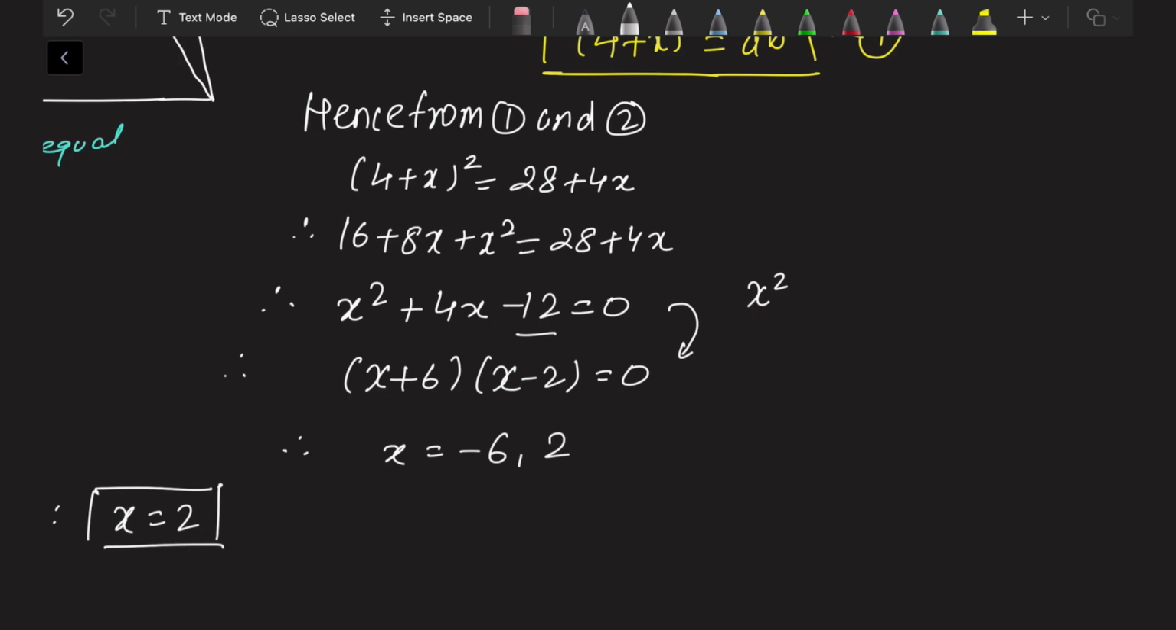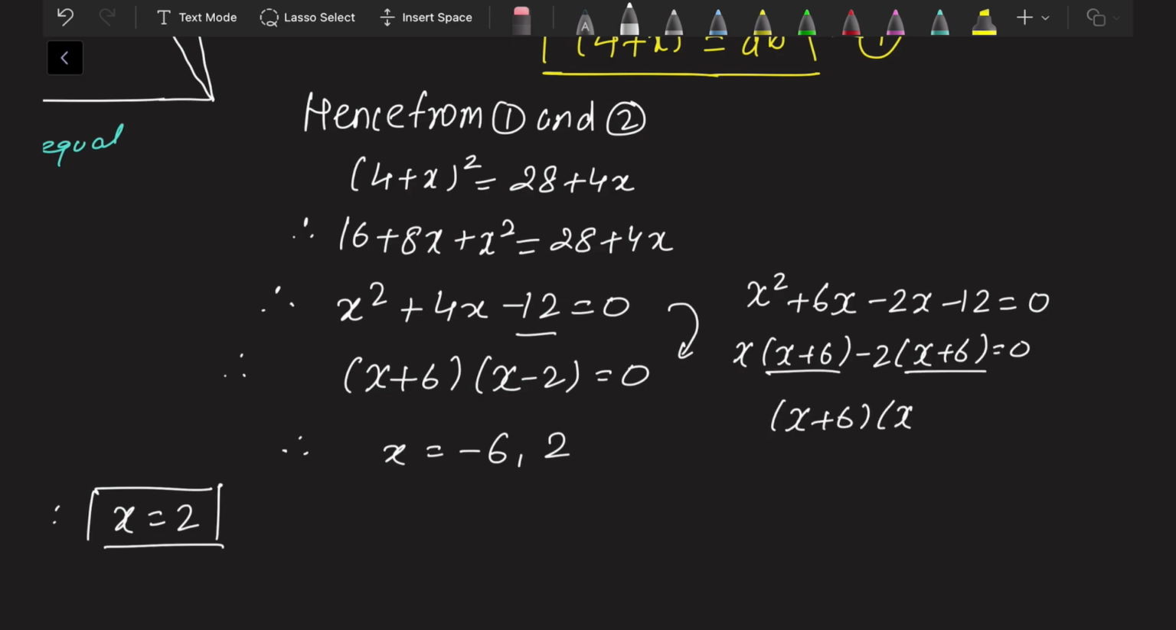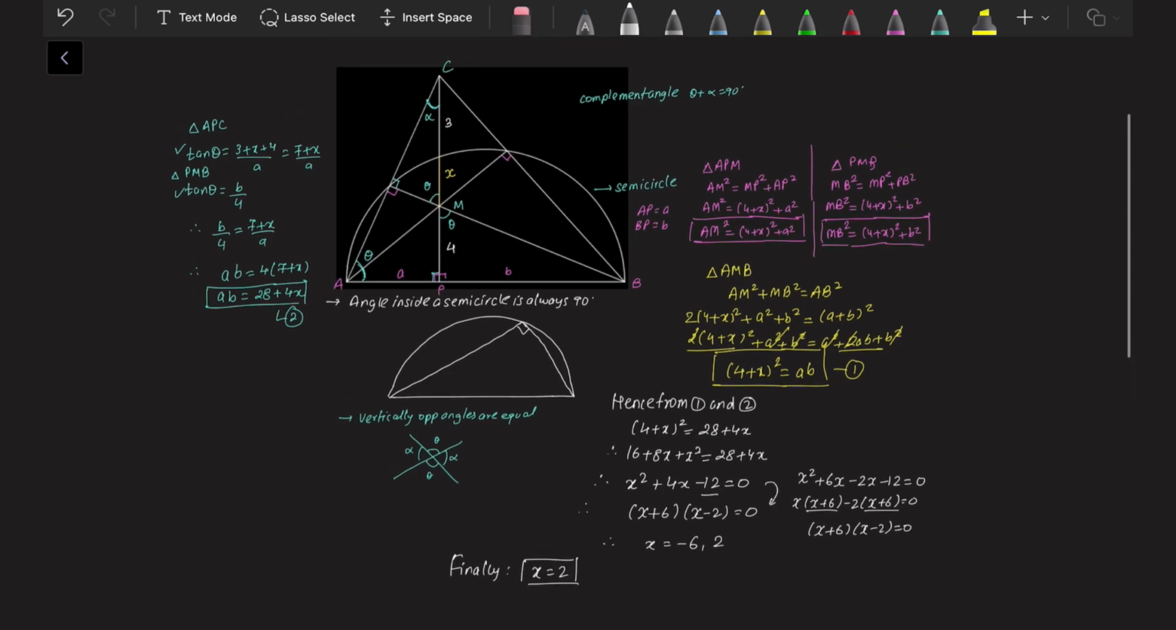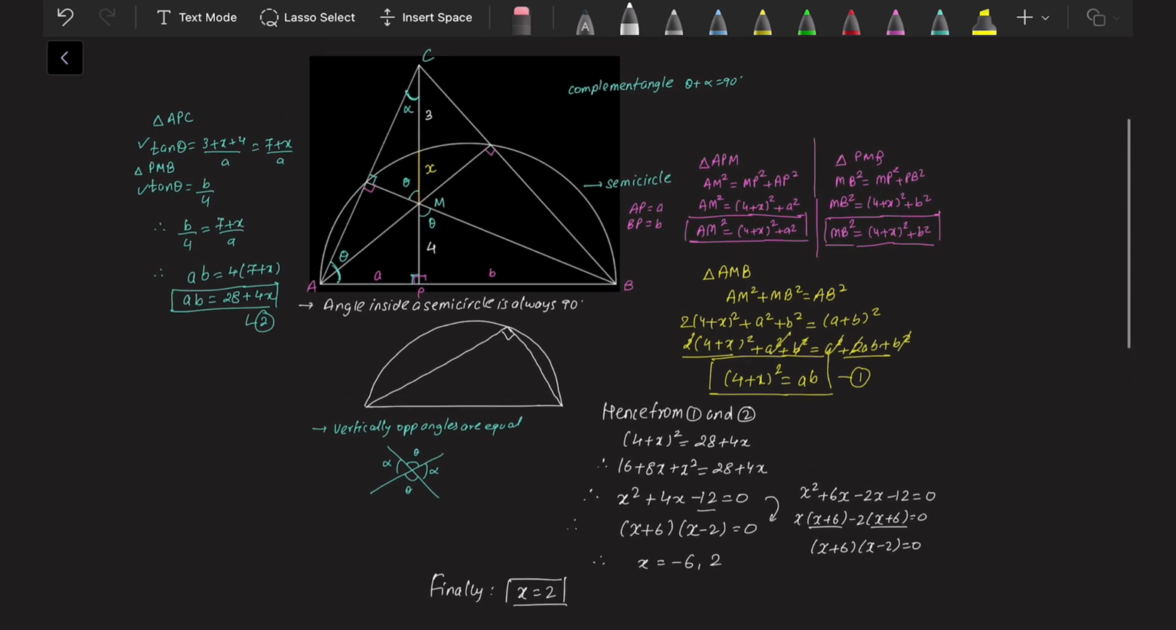x square, 12 factor outside, 6 into 2, and 6 and 2 gives us 4 also. So x square plus 6x minus 2x minus 12 equals 0. I take out x common, so x plus 6, negative 2 common, so x plus 6, and finally x plus 6 taken common, so (x plus 6)(x minus 2) equals 0. Some of you might not need this particular step, but a few of you still need it, so it's good for them. So this was an easy geometrical problem, not too difficult and not too lengthy also.